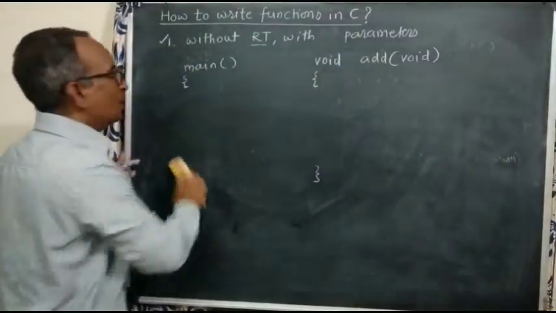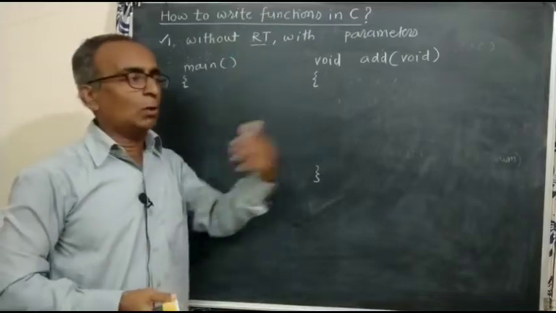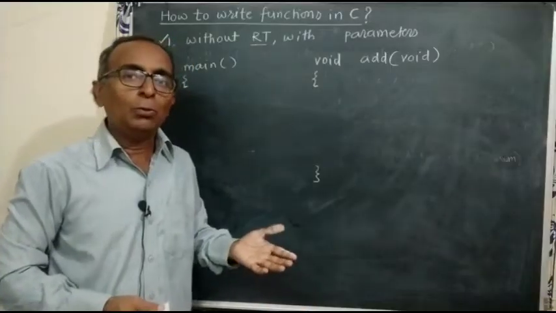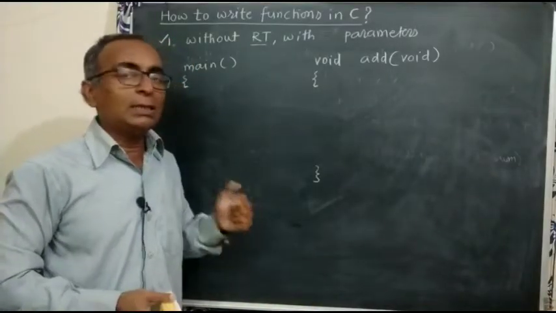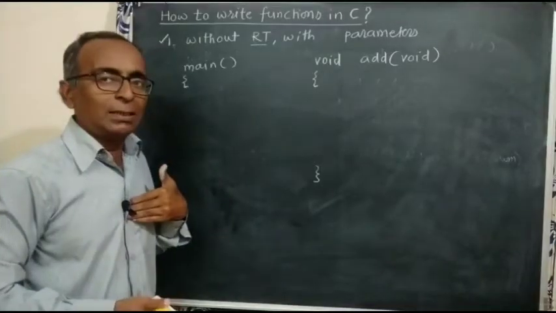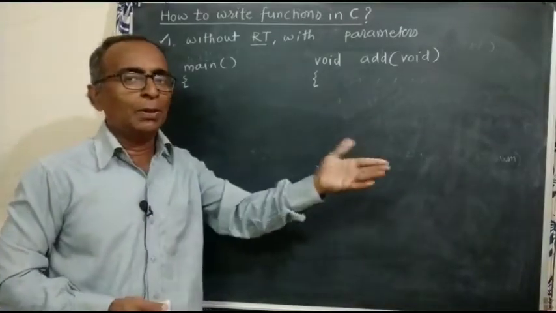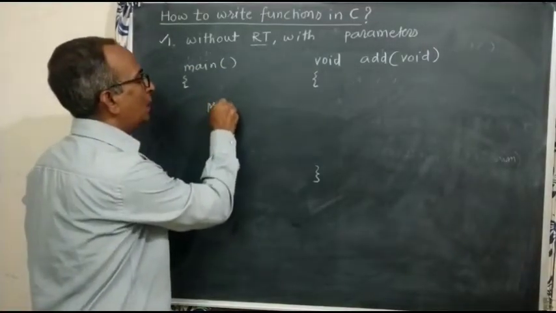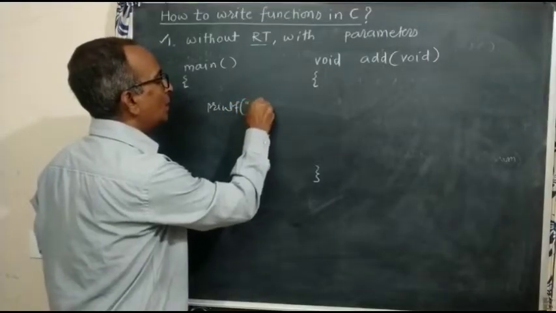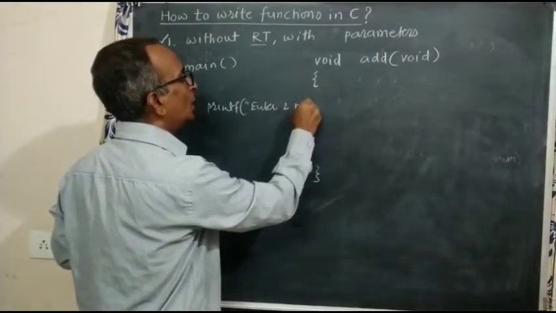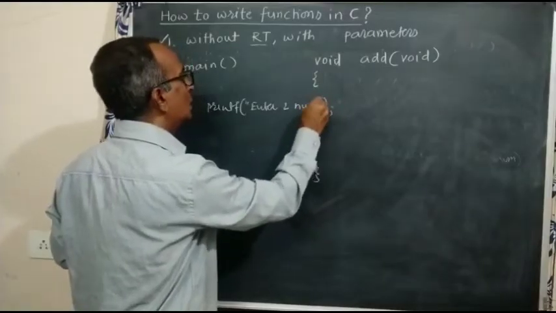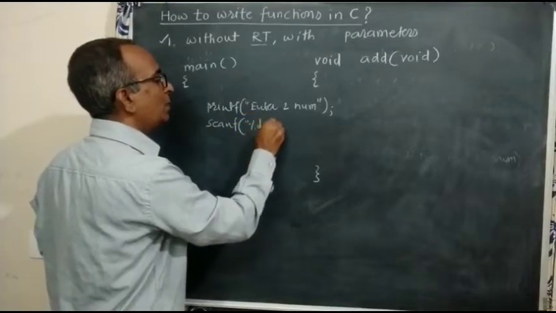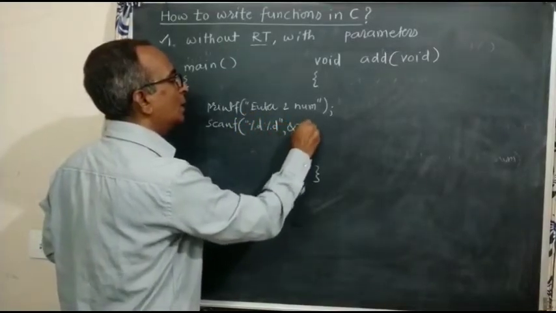Now see, without return type, I am not expecting anything from the function, but I am sending two values. So who is reading? As I am the master, the caller is sending two values. This master should read. So I'll say printf "enter two numbers", then scanf, same reading, whatever statement you have written, that you can write here.